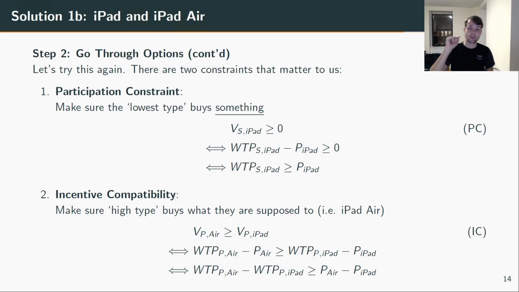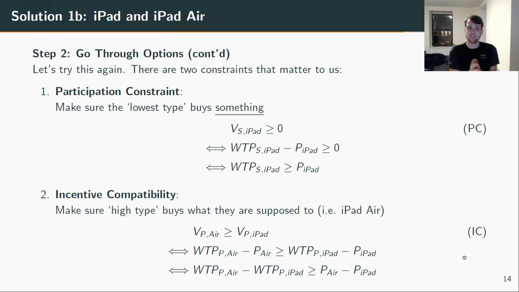The interesting one is what's called the IC, or incentive compatibility constraint. It means that we have to make sure that the high type, the professionals, buy what they're supposed to buy. How do we make sure that this is the case? Well, the value they get from buying an iPad Air is greater than the value they get from buying an iPad. We substitute in the definition, the willingness to pay minus the price for both sides. We rewrite, and we see that the difference in prices between the iPad and the iPad Air must be smaller than the difference in willingness to pay.